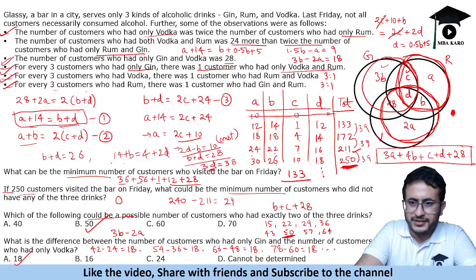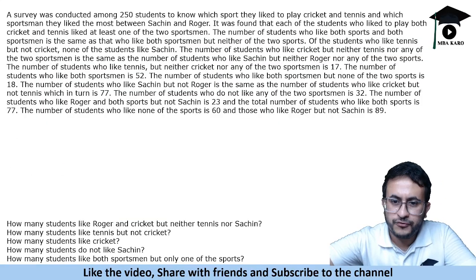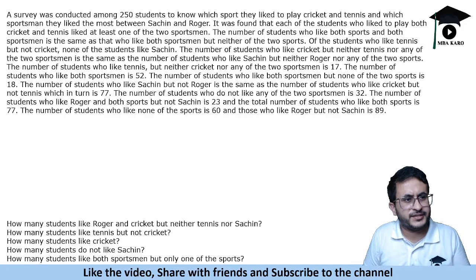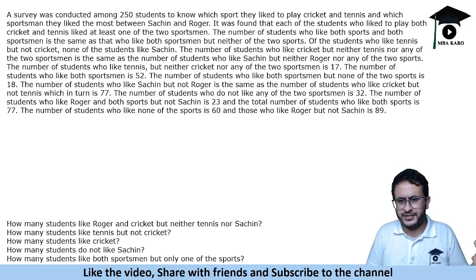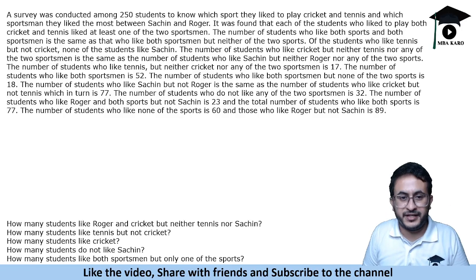Alright, so here's the next one. It is a 4-set Venn diagram. A 4-set Venn diagram was asked in CAT 2020, I guess, because that was when they introduced 3 slots. Okay, in CAT 2020 they asked a 4-set Venn diagram.